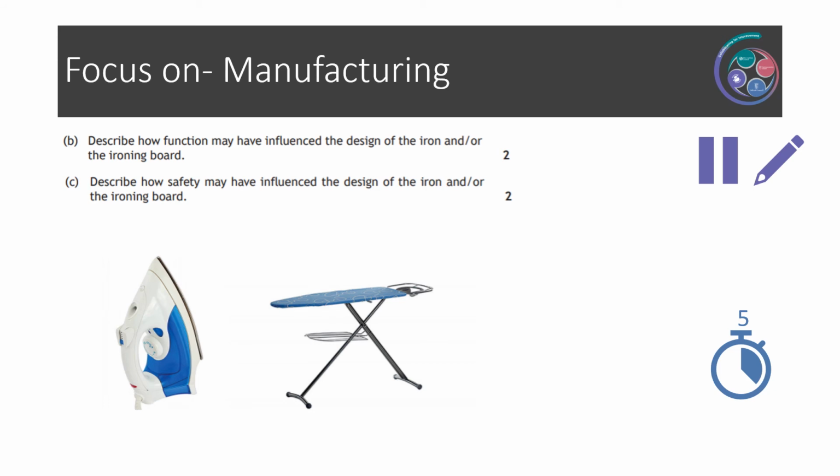5B asks you to describe how function may have influenced the design of the iron and/or the ironing board, and 5C is asking you to describe how safety has influenced the design of the iron or the ironing board. Each of these questions is marked with 2 marks each, so it shouldn't take you any more than 5 minutes to do this question. Suggest you pause the video now and write up your answer.